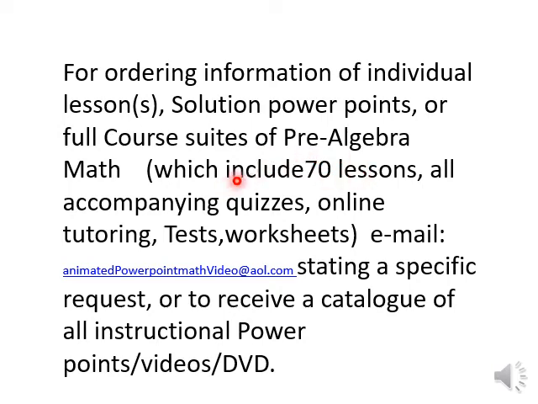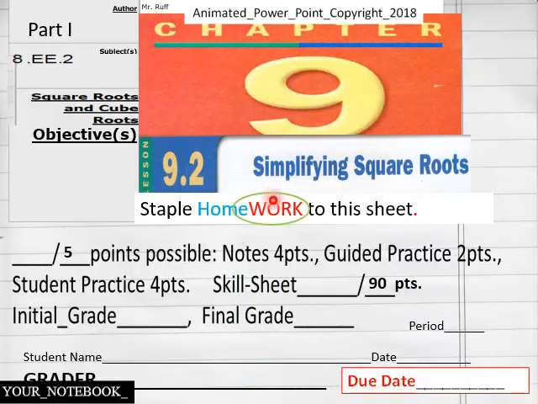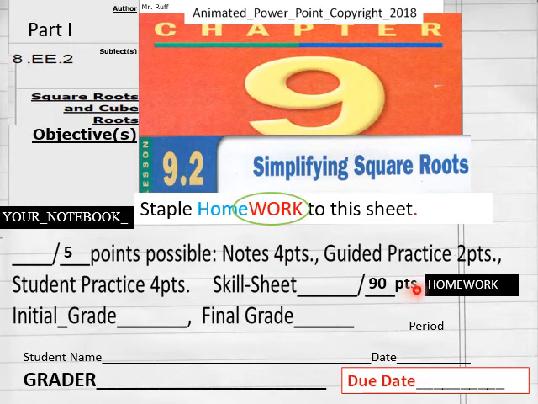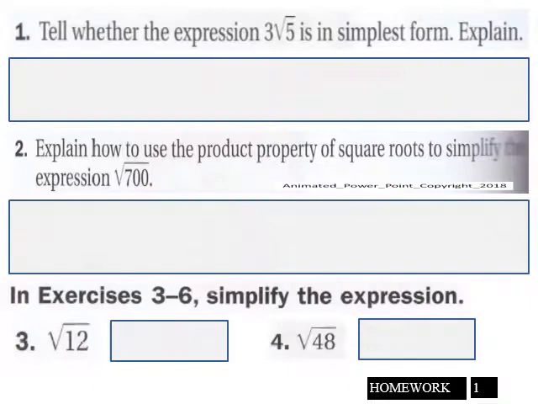Hello everybody, getting ready to do lesson 9.2 part 1 homework for pre-algebra math today. And for today's homework, you got 90 points on your homework sheet. 9.2 part 1, simplifying square roots. Name, date, period, students down here, then due date, onliners, homeschoolers, put your due date there.